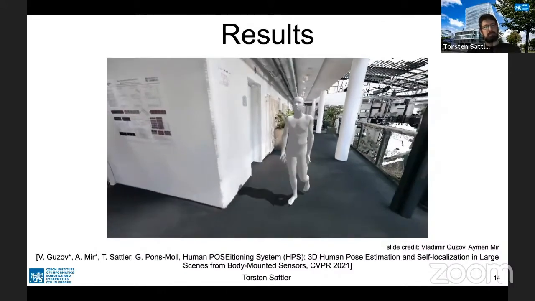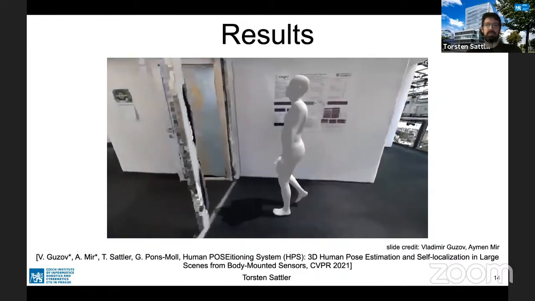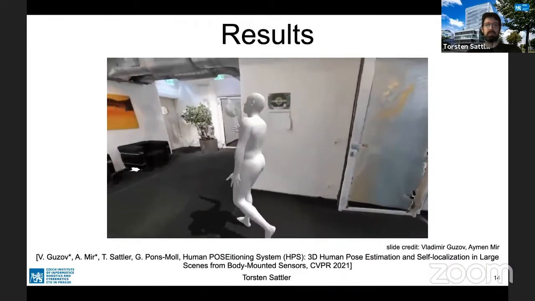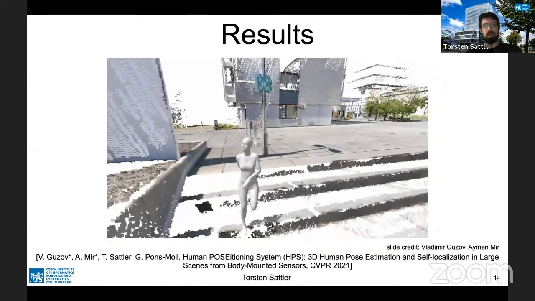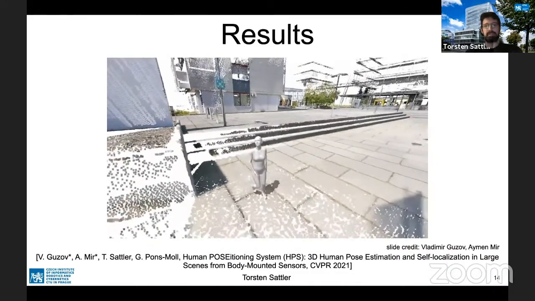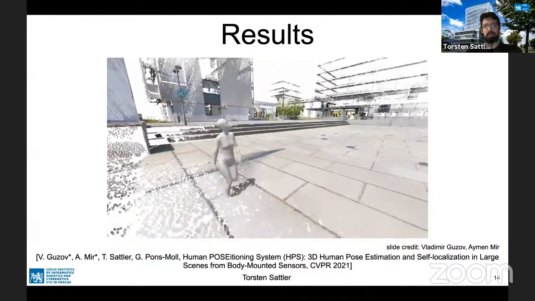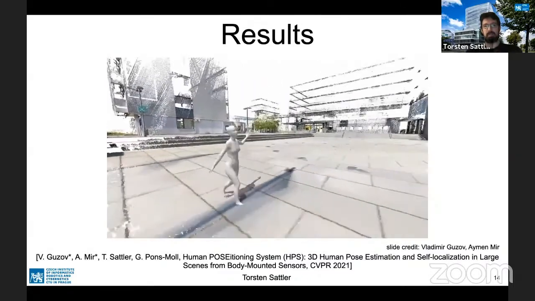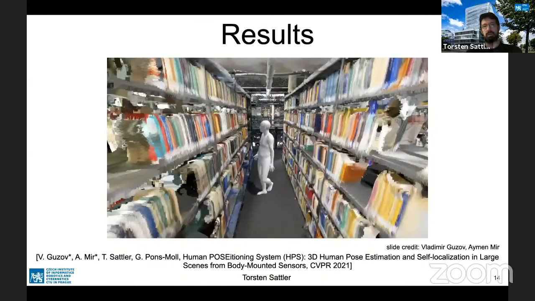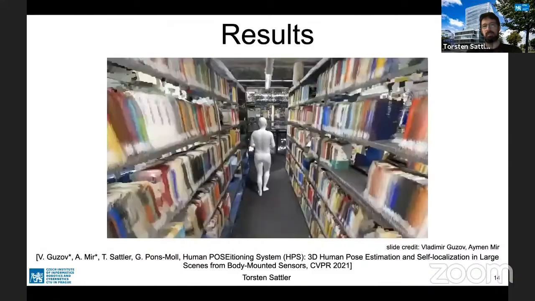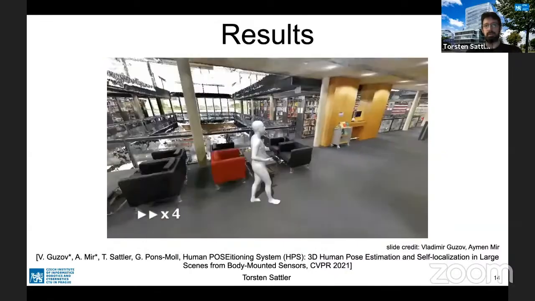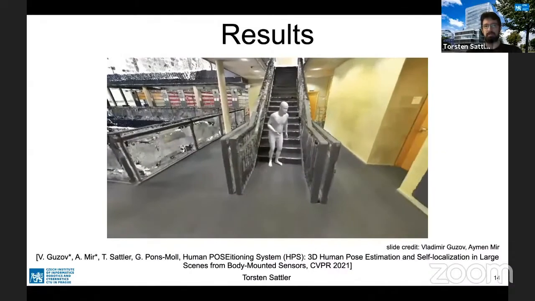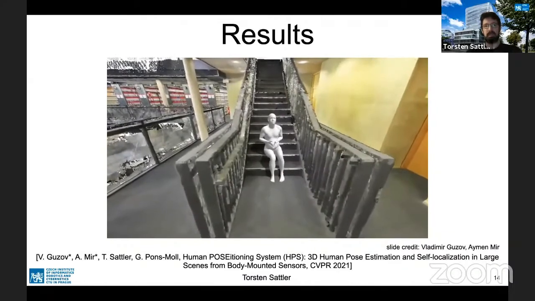Okay, and let's look at some qualitative results. So this is one sequence of a human walking through, or around, the Max Planck Institute in Saarbrücken. And the pose that you see is just computed using the IMU sensors and the head-mounted camera. There are no external cameras that are used to track the human motion, which actually allows us to scale to arbitrary scenes as long as we can pre-scan them, because there's no need to mount a set of external sensors, calibrate them, and so on and so on.